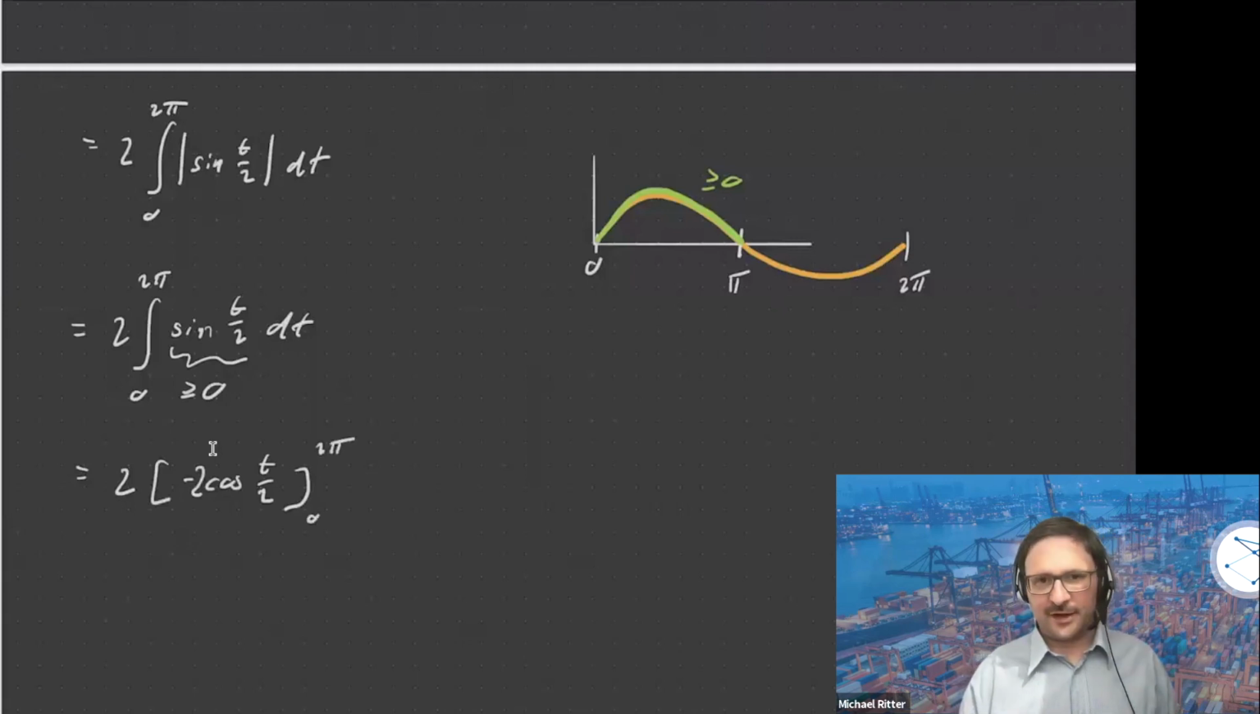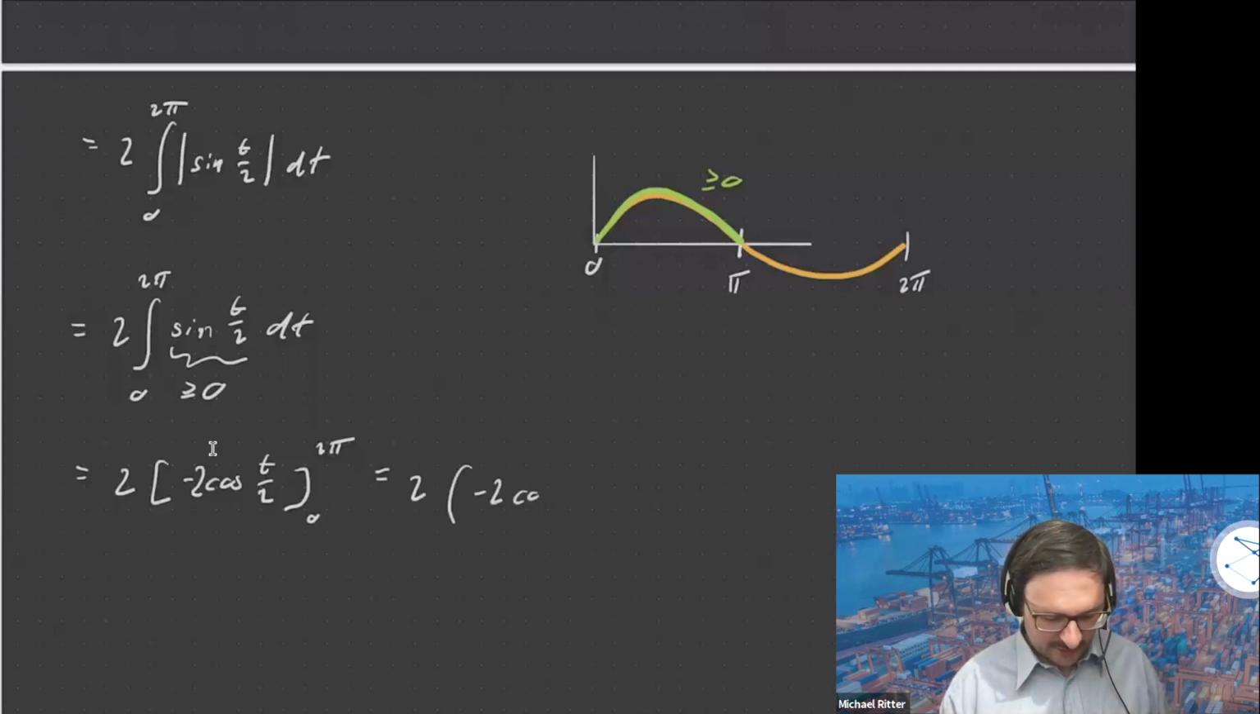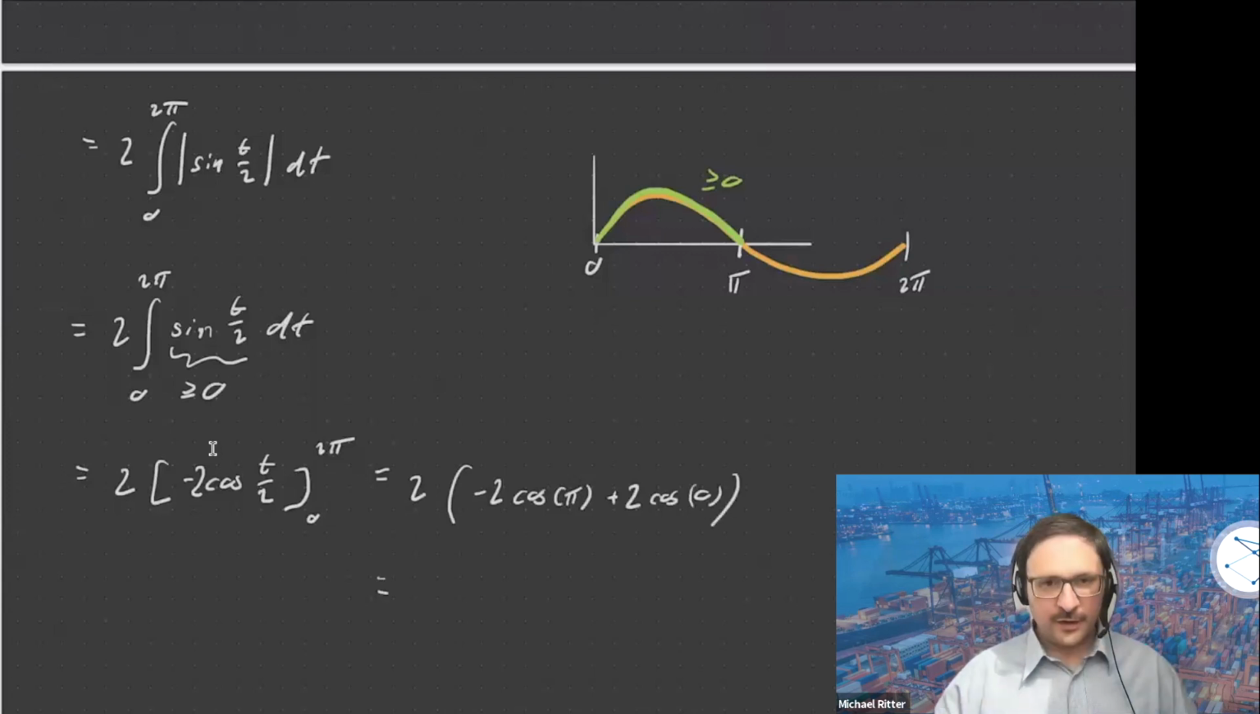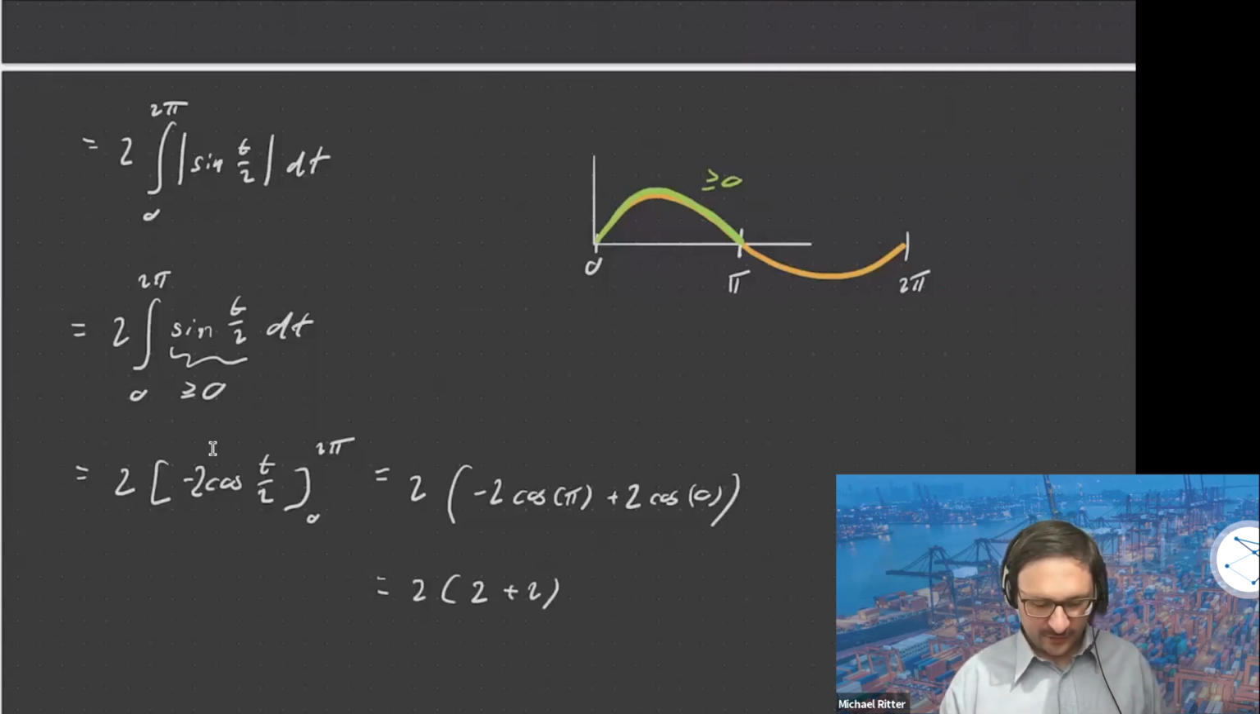And of course, we have to evaluate that. So what we get is, let's see, minus 2 times the cosine of 2 pi over 2, that's the cosine of pi, minus minus, so plus 2 the cosine of 0. The cosine of pi is minus 1. So we have minus 2 times minus 1 is plus 2, and the cosine of 0 is 1. So that's 2 plus 2. So we get 2 times 4, and that is 8. So the length of that curve is 8.